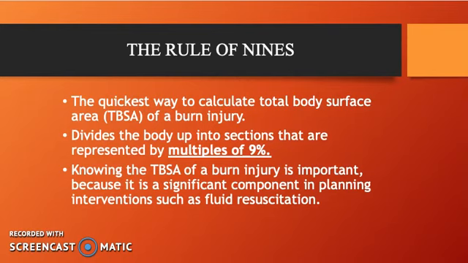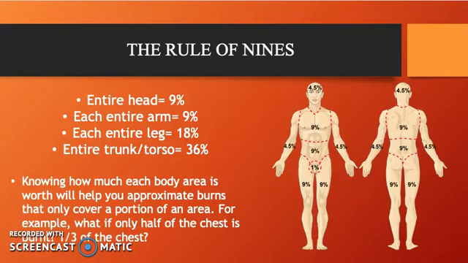So the rule of 9s is the quickest way to calculate total body surface area, or TBSA, of a burn injury. It divides the body up into sections that are represented by multiples of 9, so it does require some memorization. Knowing the TBSA of a burn is important because it's a significant component of planning interventions such as fluid resuscitation, because you have to calculate stuff out.